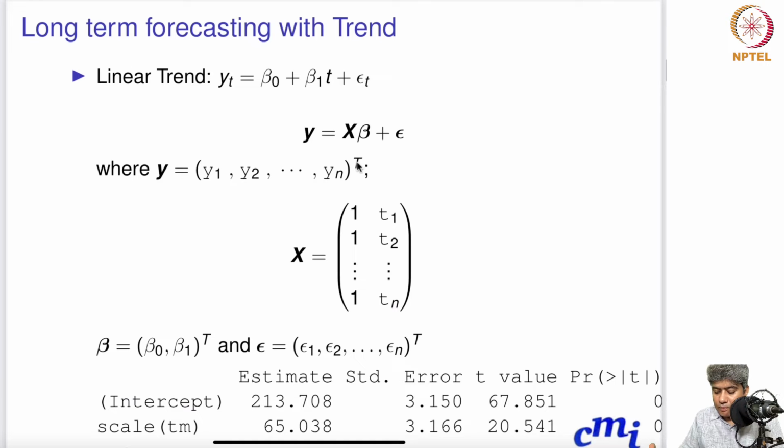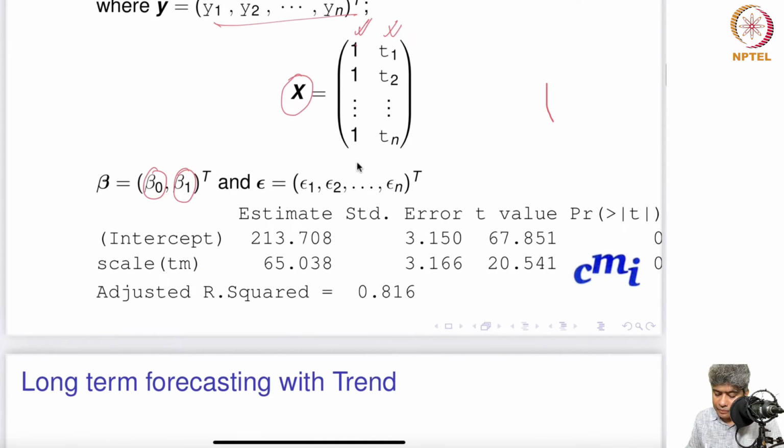So we can just simply put them into a simple linear regression framework, and our design matrix will be 1, 1, 1 on the first column. It will be the intercept, the second column will be T, and beta will be beta naught and beta 1. This is Y1 to Yn. And now if you fit this model, these will be the final estimates of the model. This is beta naught and this is beta 1.